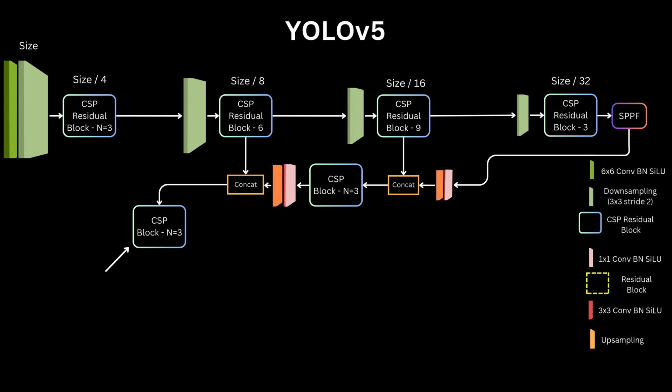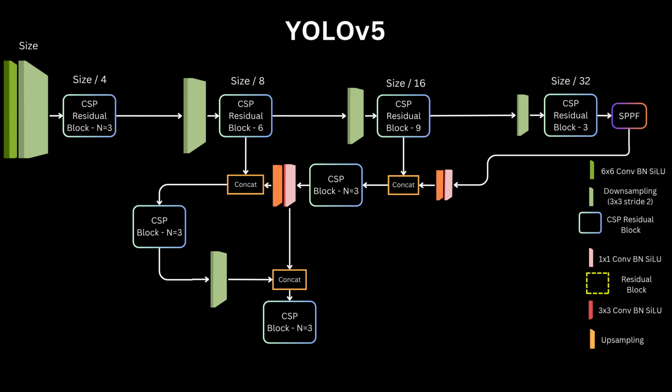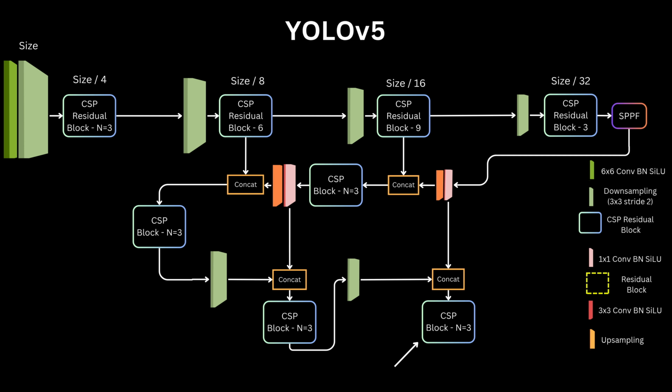And from this x by 8 sized features, we now move to our bottom-up pathway. Bottom-up pathway will be a sequence of downsampling, concatenation with same sized feature from top down, and then CSP block. This bottom-up pathway ultimately takes us to our x by 32 sized features. From the 3 different resolution features of bottom-up pathway, we predict transformations for anchor boxes of different scales. And this is done using 1x1 convolution layers, just like YOLO v3 and v4.